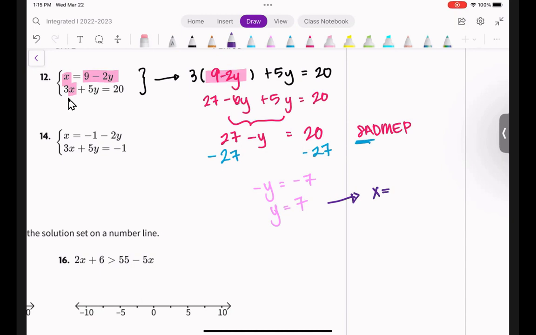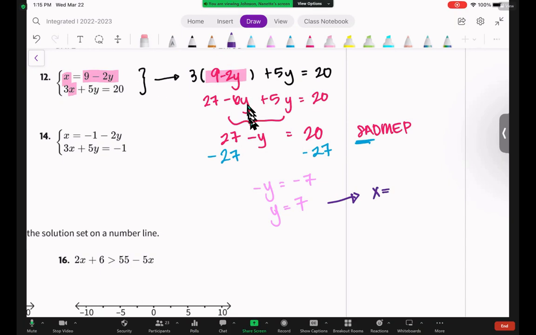Okay, sorry, let me just rewind. We substituted and then we solved. So the next one is substitution. So I'm going to substitute into the first equation whatever.